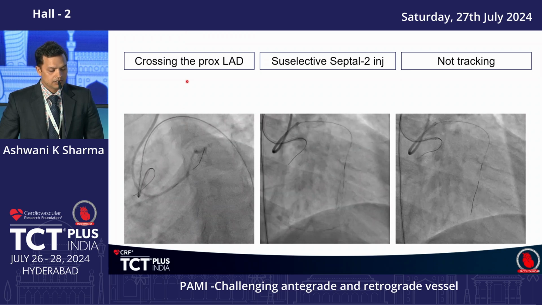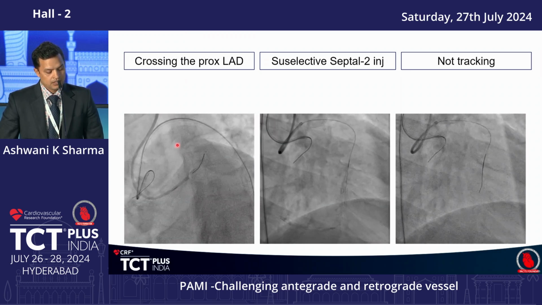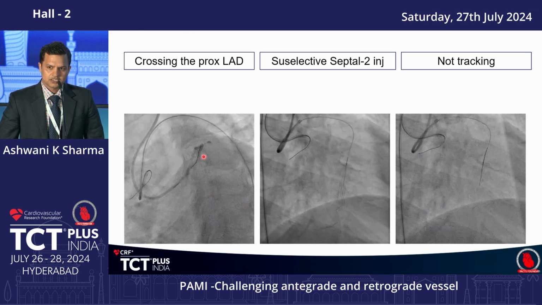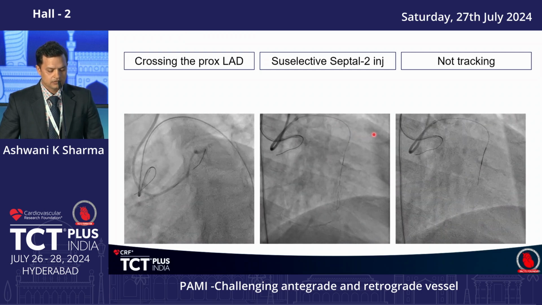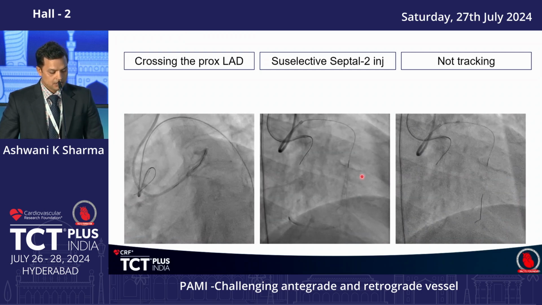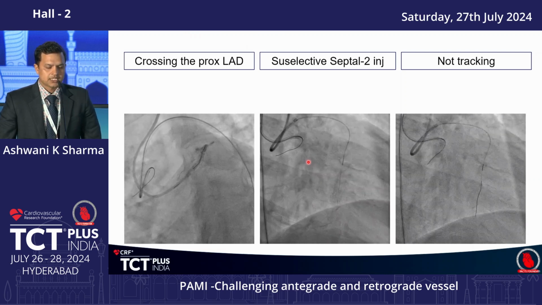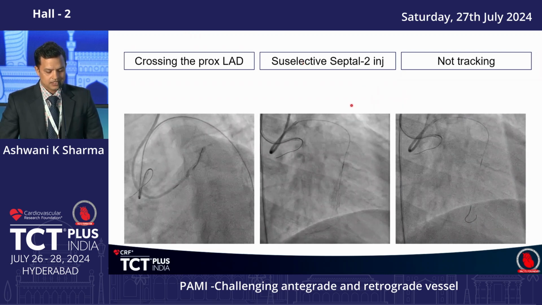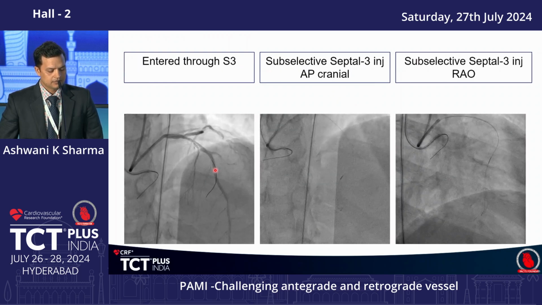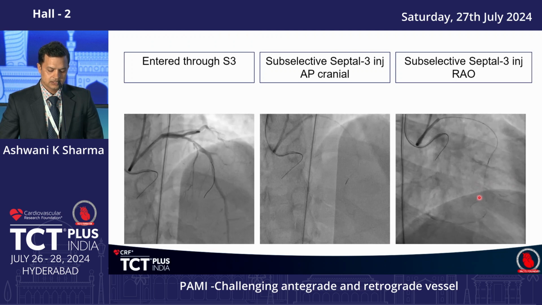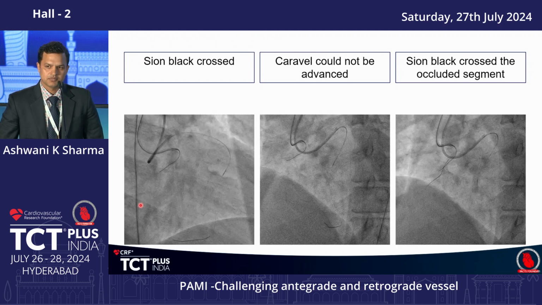So now I opted for the contralateral side and a 6 French XB3 guide. The Sion Black wire was advanced and easily crossed the proximal LAD lesion, and over it the Caravel also slid smoothly. The first septal was not planned for crossing; rather I entered through the second septal. Contrast-guided surfing was performed, but it couldn't be successful. So I entered through the third septal, and under contrast guidance the Sion Black wire crossed the collateral through the PDA into the mid RCA.